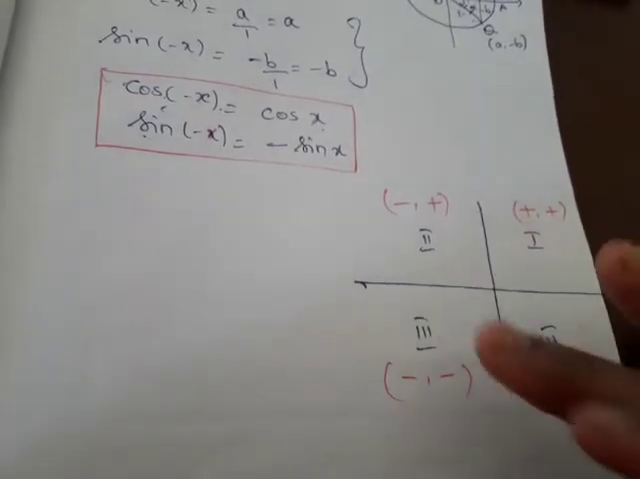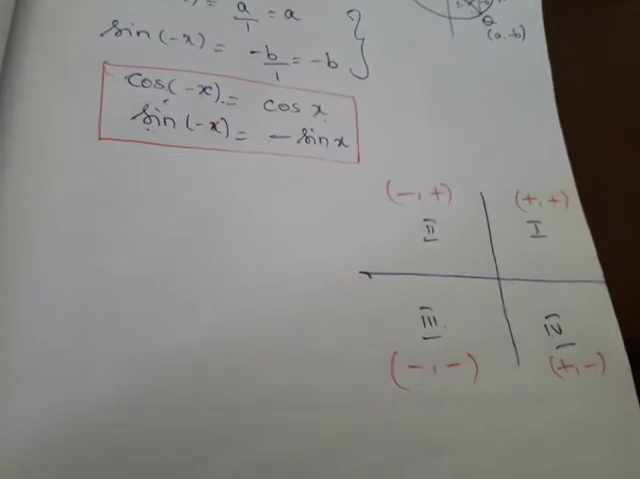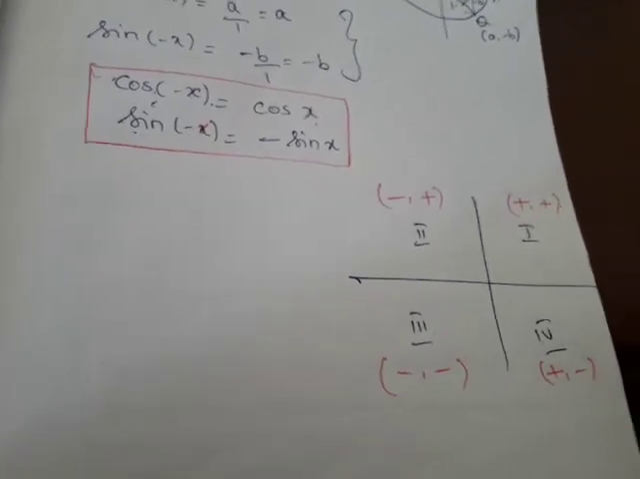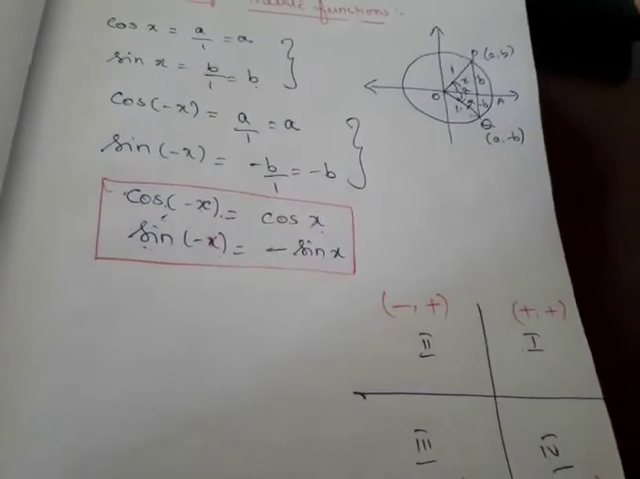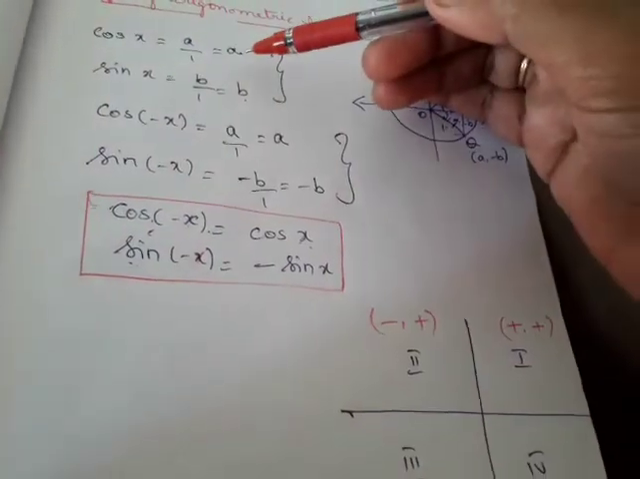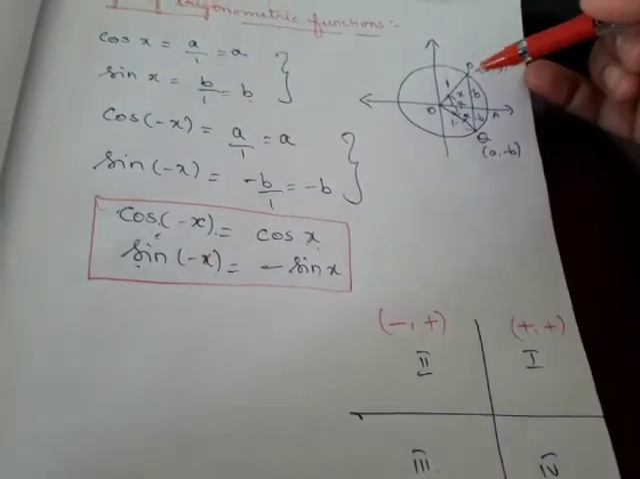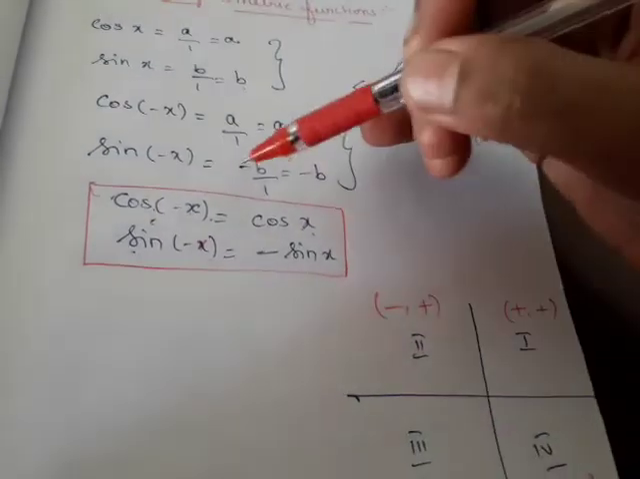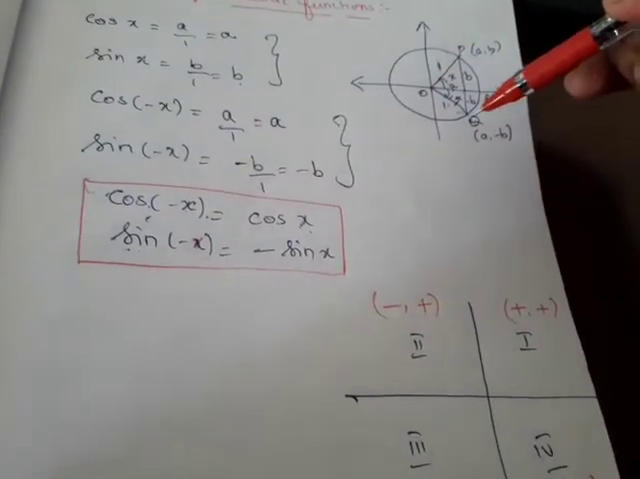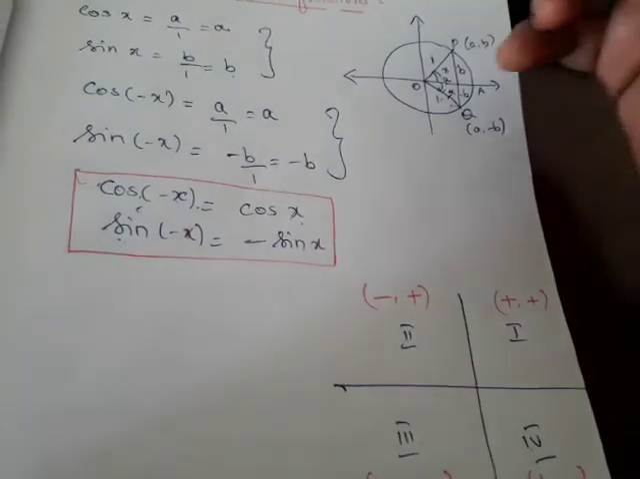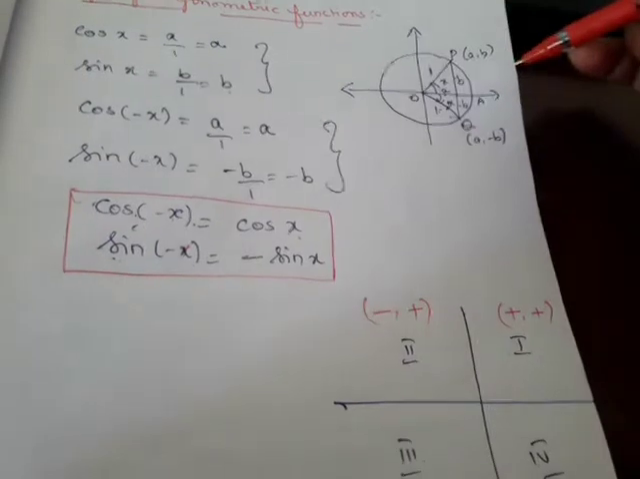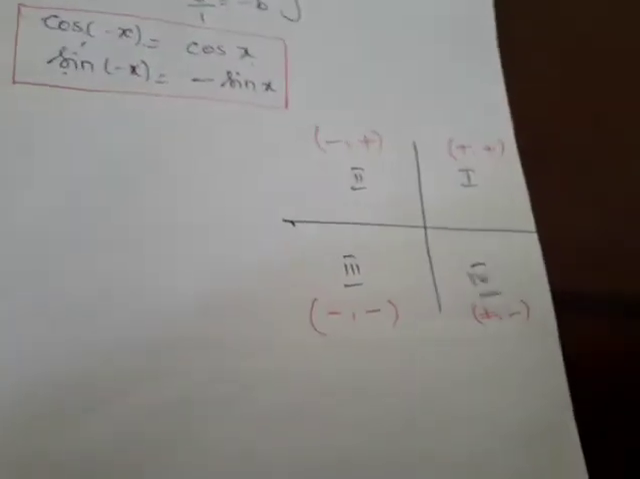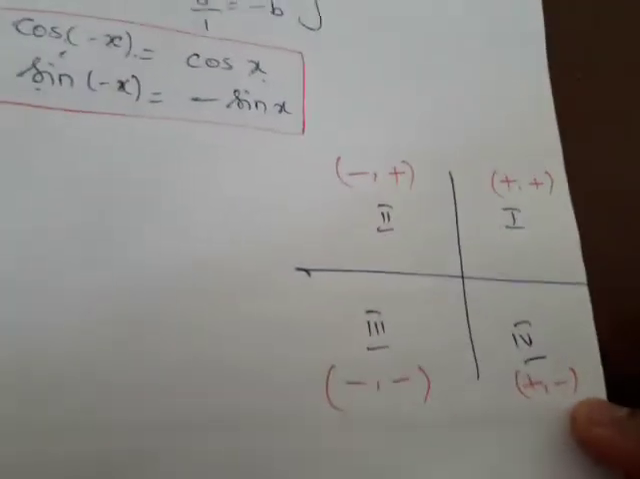So based on this, now we are going to define the sign of our trigonometric ratios. How can we do this? So far we have done many things. Based on these, we can come to a conclusion saying that the cos value depends on the x value of the point, right? Sine value depends on the y coordinate of the point. So for x we got b for sine and a for cos. So cos value depends on the x coordinate and sine value depends on the y coordinate.